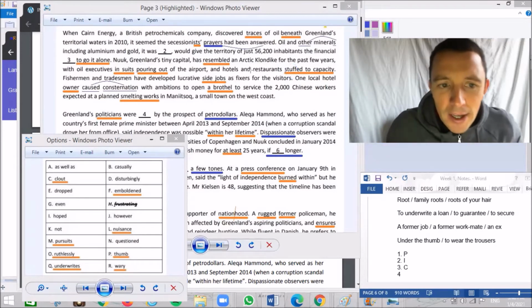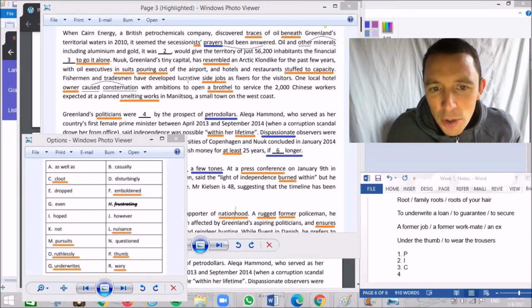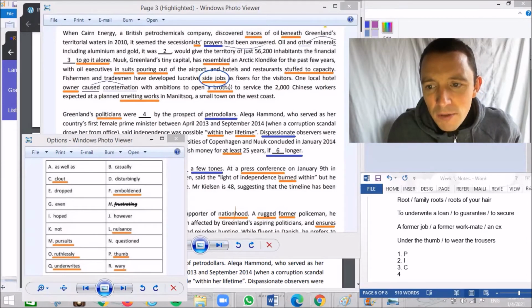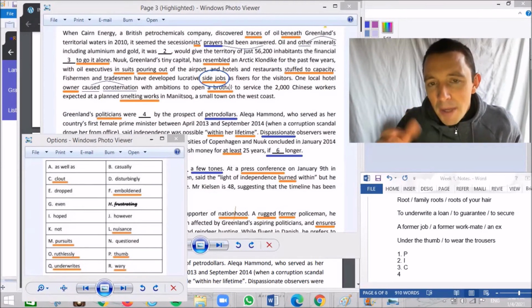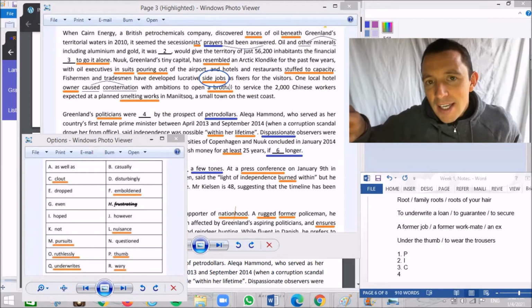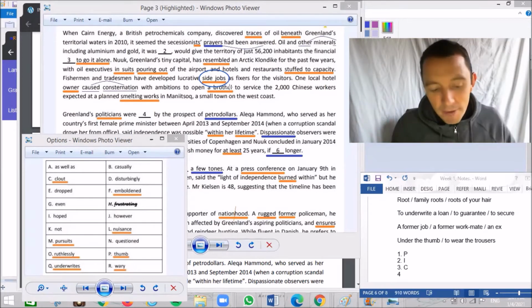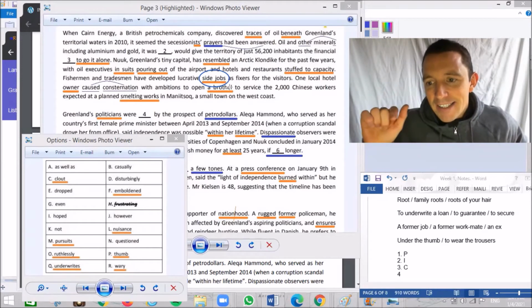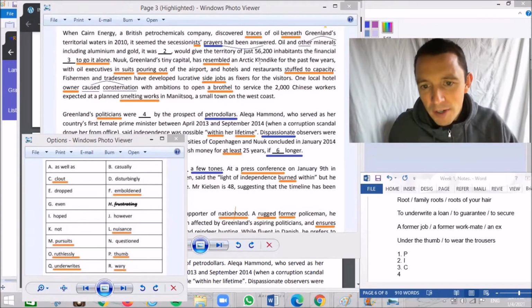Okay. Fishermen and tradesmen have developed lucrative side jobs. Good vocabulary. So it's not your primary job, it's an extra job on the side. There's another word in English, a nixer, very informal. N-I-X-E-R. A nixer is like a side job, something on the side. So it's not your principal. Okay, it's fixers or for the visitors.